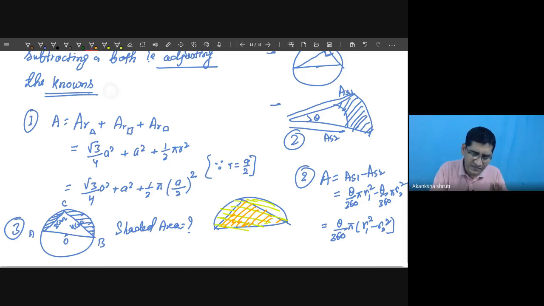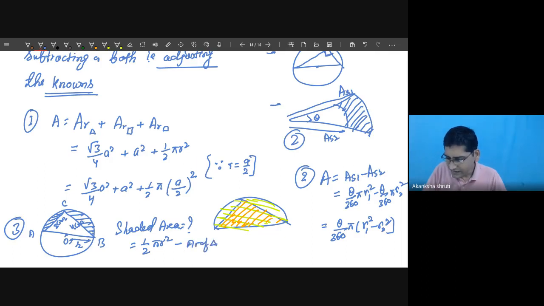So we shall write this shaded area is equals to area of the semicircle, means half into pi r square. If this r is there, we will search this r. Don't worry. First convert it into the standard one, then search the required variable like radius or side. You can get it very easily. Minus area of this triangle. Area of triangle. Now, how to get the area of this triangle and how to get the radius?